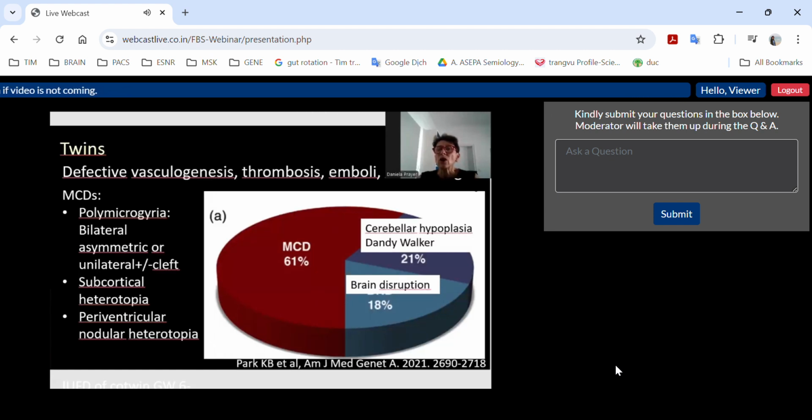The next risk is twin pregnancy, because we know there is a huge percentage of defective vasculogenesis, thrombosis, and emboli. Very often we see polymicrogyria bilaterally or unilaterally, but also subcortical heterotopia and periventricular heterotopia. In this study, 61% of acquired brain pathology was MCD. The others were, as you see, cerebellar hypoplasia or other brain disruptions.